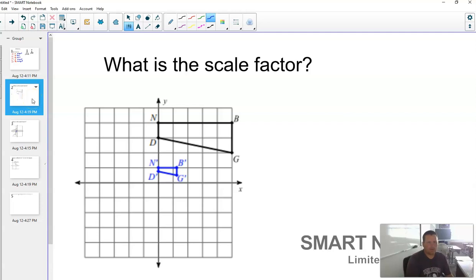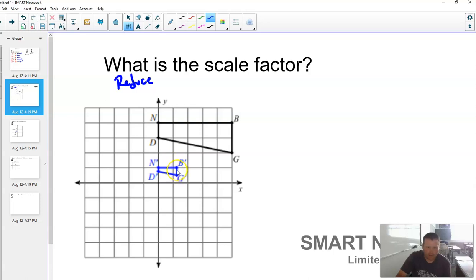So first one, what is the scale factor here? I've got my two figures. This black one is the original, and the blue one is the after image because of the prime values. I can go about looking for the scale factor a couple different ways. Obviously, we've got a reduction here, so we need to know by how much.